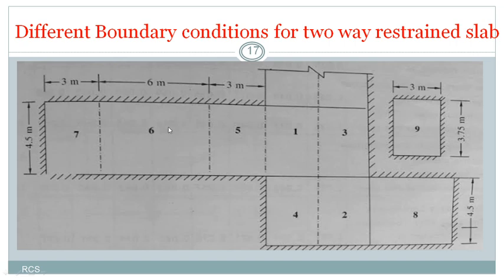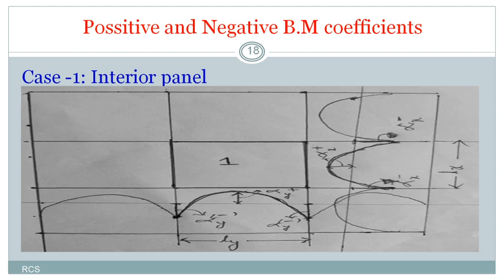Let us take the example of panel 6. So two long edges are discontinuous and two short edges are continuous. So this is related to our panel 6 or condition 6 in our codal provision. Like that we can see, and finally, what is number 9? All four edges are discontinuous. So this is a longer edge, 3.75 direction, this is a shorter direction, 3 meters, and all four directions are discontinuous. Right? Let us see the positive and negative bending moment coefficients for different edge conditions.